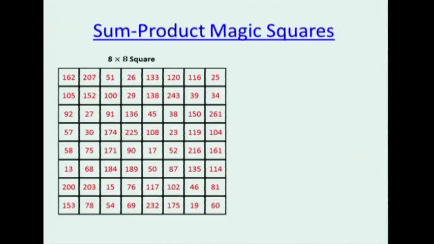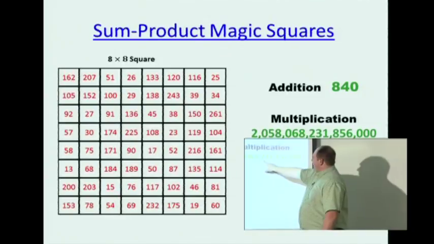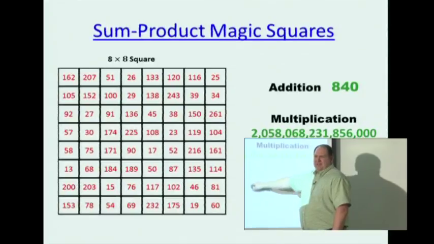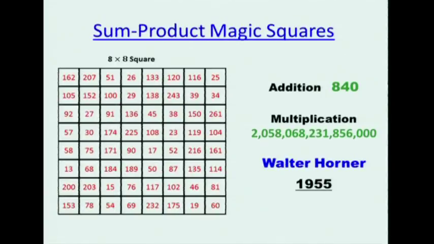Here's a sum product square. This is not a normal magic square because we don't start with 1. But if I add up all the rows and columns, the main diagonals, the magic number is 840. But if I multiply them, all the rows, columns, and main diagonals give whatever that number is. What is this? Let's see. This is thousands. This is 100,000. This is millions. This is billions. Is that trillions? Yeah. What comes after trillions? Quadrillion. So is this a quadrillion? Is that what it is? A high school math teacher came up with this in 1955.